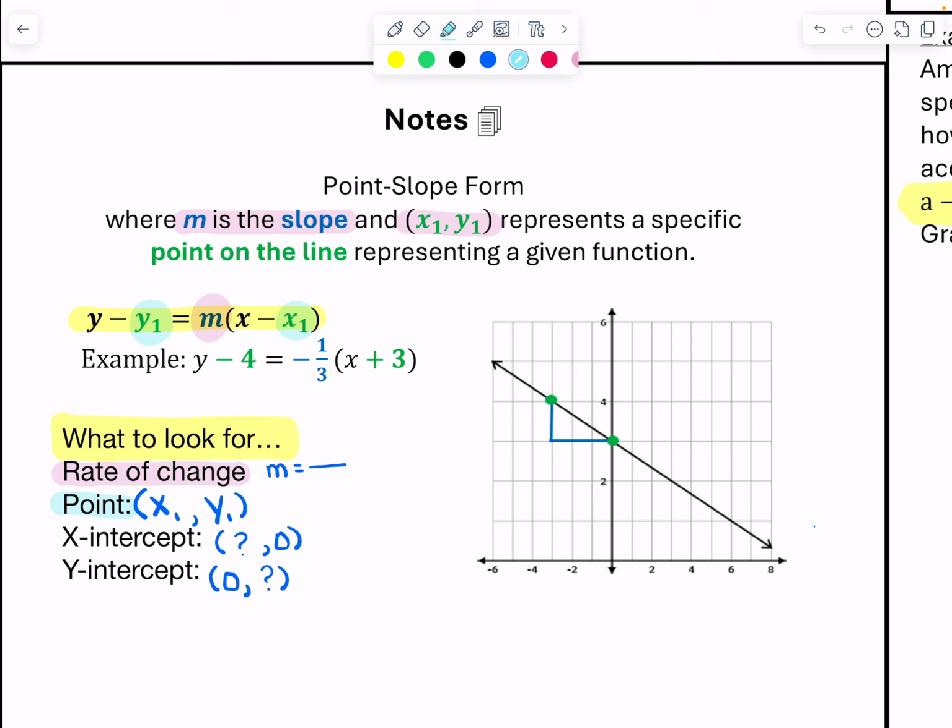on the graph. Now, the next two pieces that we're going to look for are not easy to look at and see, but they're not very difficult to find either. So we're going to look for two more points. We're going to look for the x-intercept and the y-intercept. In order to find the x-intercept, we replace y with 0 and solve for x. And in order to find the y-intercept, we substitute in 0 for x and find the y.